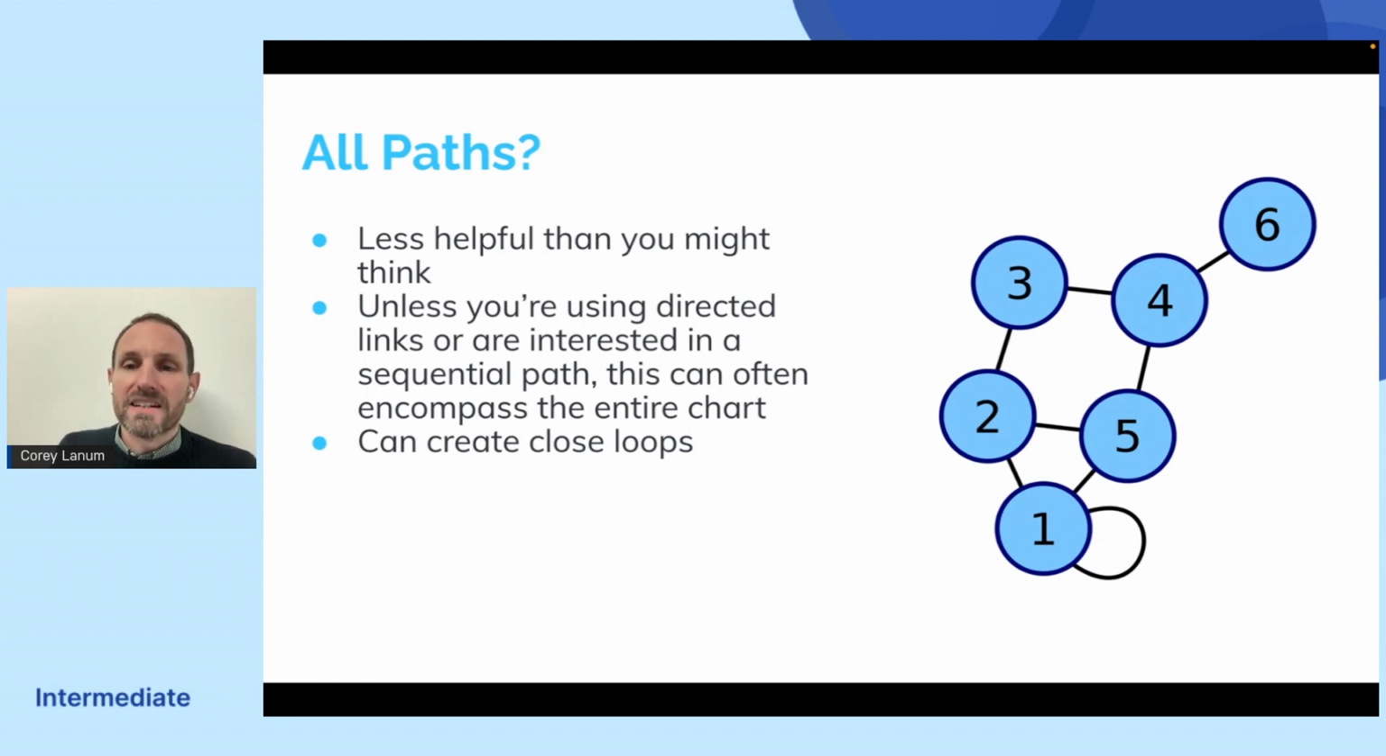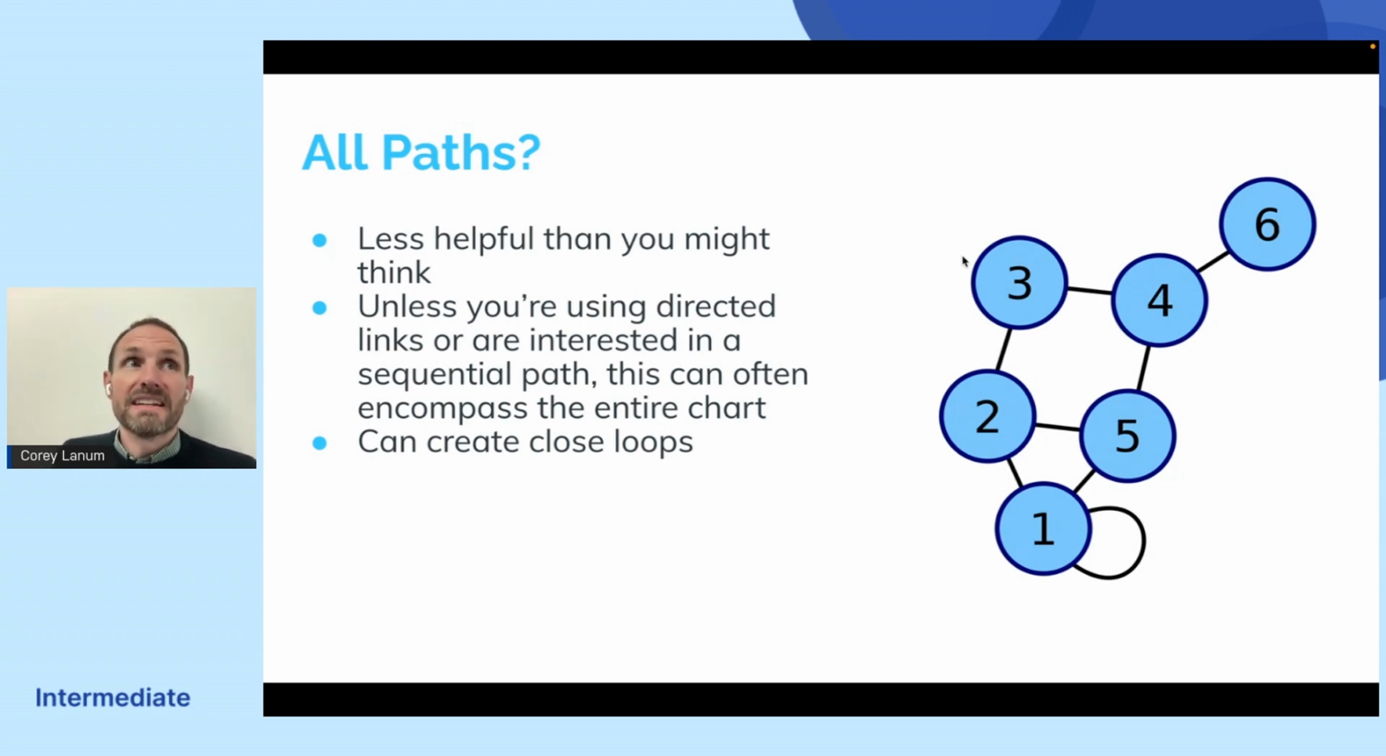And the reason why is because eventually all paths is very likely to encompass every node on the chart. So if we look at this example here, a naive example would just say, well, how do I get from node 1 to node 6? Well, I could go 1, 5, 4, 6, or I could go 1, 2, 3, 4, 6. But in reality, every single node could be involved in this path. I could go 1, 2, 3, 4, 5, 4, 6. I could go 1, 1, 1, 1, 1 because of that self link, 2, 5, 4, 3, and then just go around that loop as many times as is necessary to get to 6.